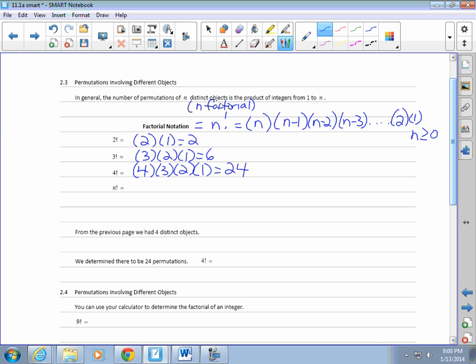So on the previous page, we said we had 4 distinct objects. So we could say C, D, E, and F. Okay, those are my 4 distinct objects, 4 different letters. It says we determined that there were 24 permutations, so 24 ways of arranging that, because we said in the first spot you had 4 choices, second spot you would have 3 choices, third spot you had 2, and your last spot you had 1. So 4 times 3 times 2 times 1 is just written as 4 factorial. So that equals 24.